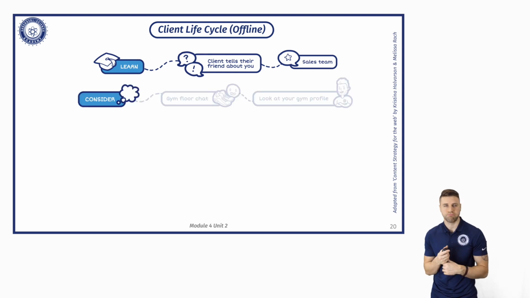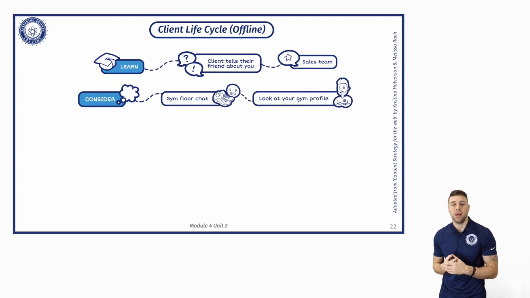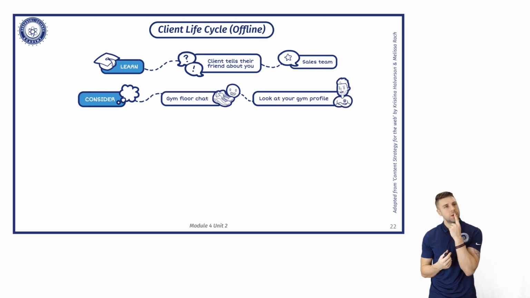Thank you, sales team. Once you have the learning phase, you have the consider phase. So it could be you speak to them on the gym floor. You're having a little bit of chat, that value building activity. It could be they consider you because they see you on the gym floor, you spoke to them, and then when they leave the gym, they go and look on the profile boards and they find out a little bit more about you. They're considering you as a trainer.